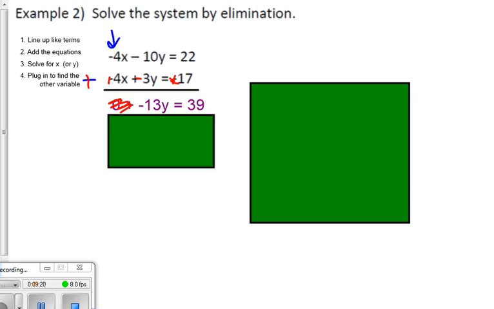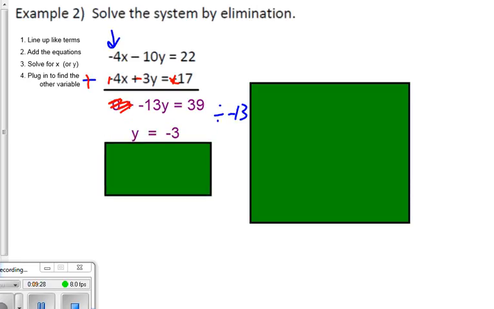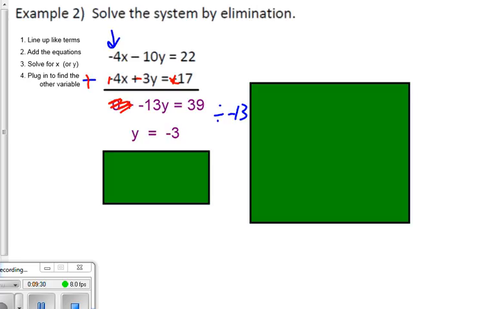Looking at that equation, if I want y alone, I can divide both sides by negative 13. When I do that, that's going to give me simply y equals negative 3. So we got rid of the coefficient in front of y, and then divided 39 by negative 13. A positive divided by a negative would be negative. 39 divided by 13 is 3, so y equals negative 3.